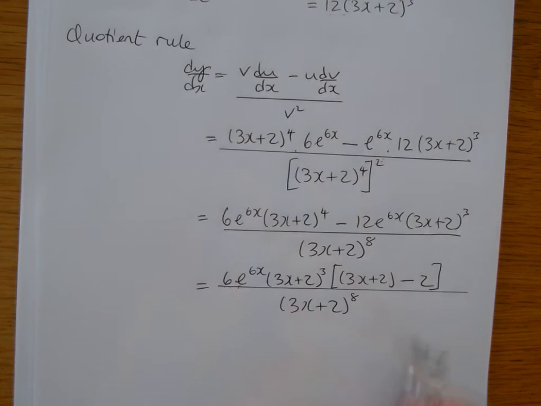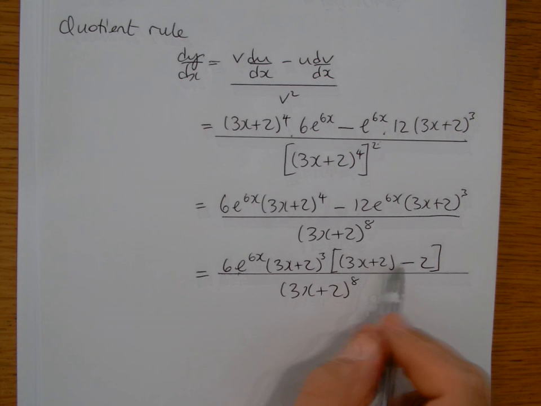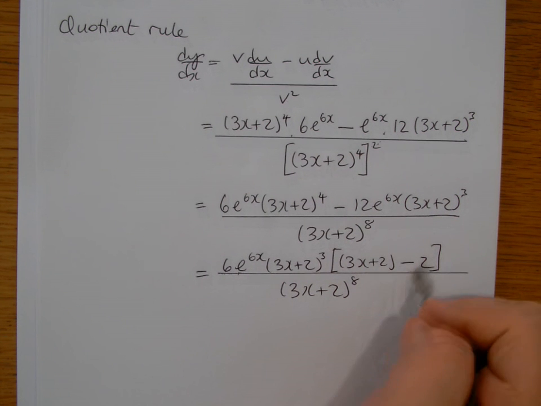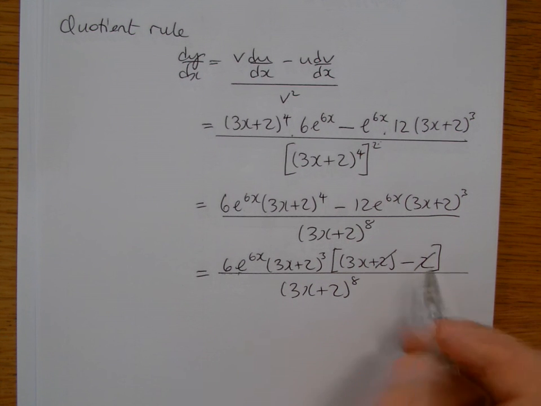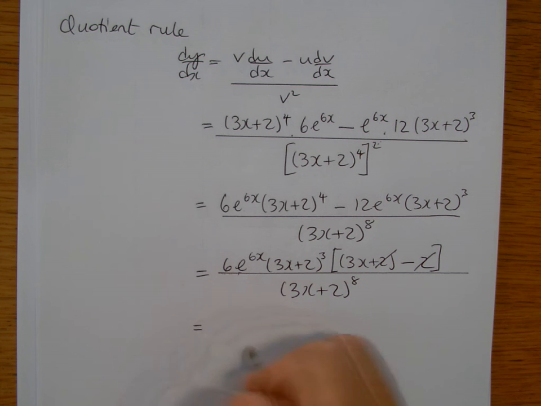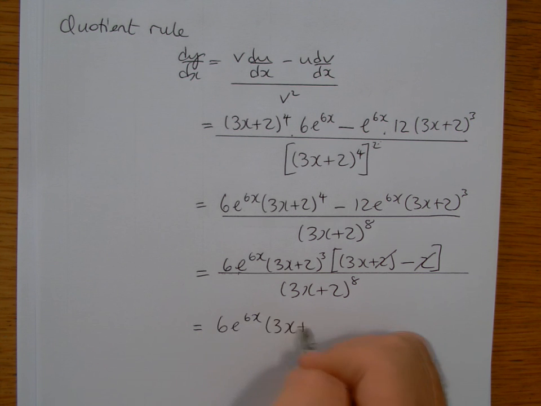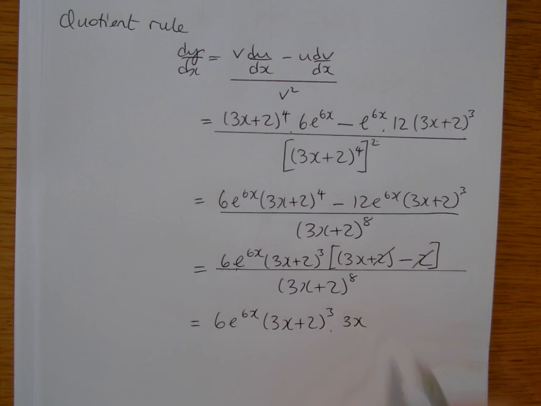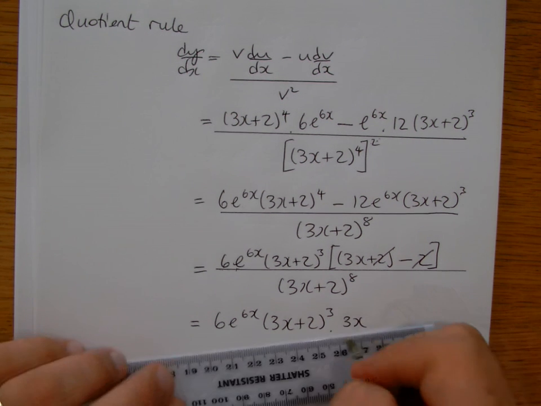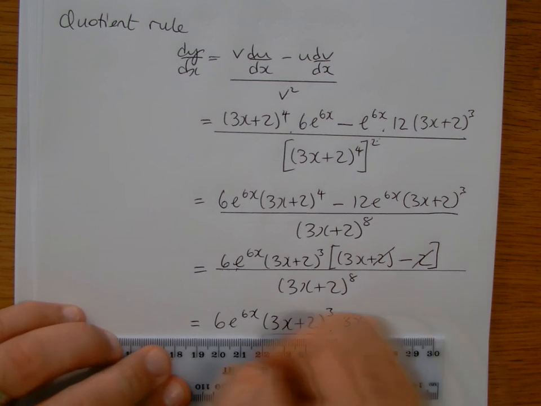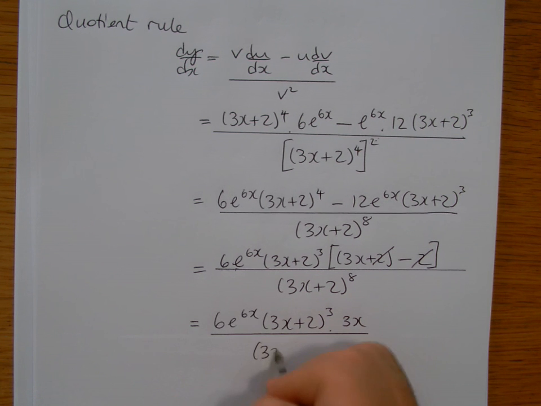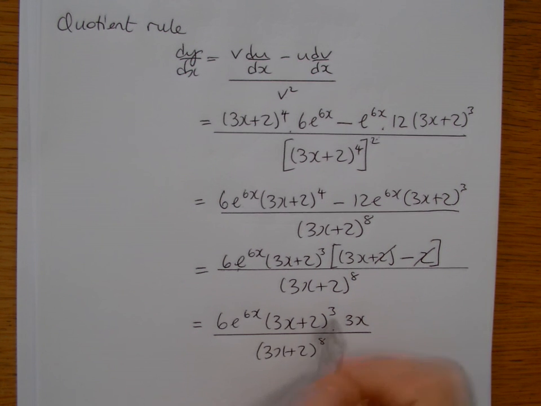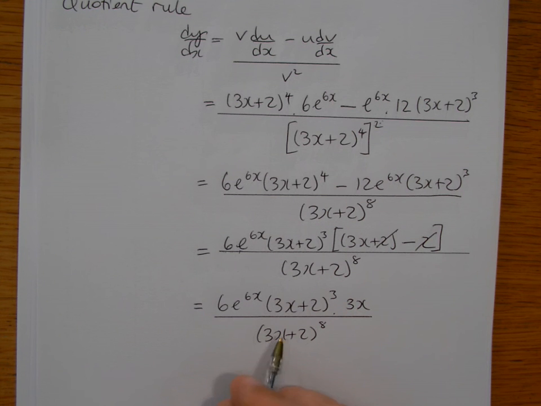Now what you'll notice nicely in that big square bracket is the 2's will cancel, won't they? That 2, take away that 2, it cancels. So you're left with 6e to the 6x (3x + 2) all cubed times, this just becomes 3x. And on the bottom, we've got (3x + 2) to the power 8. So you've got loads of terms times together on the top, and you've got this in the bottom.